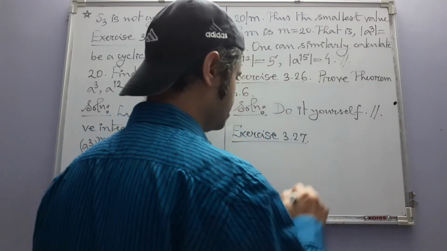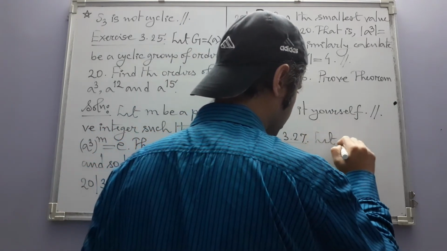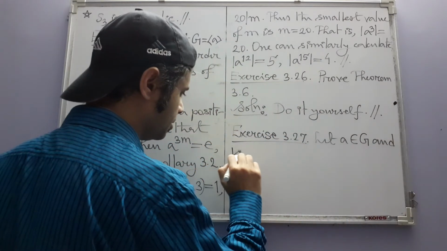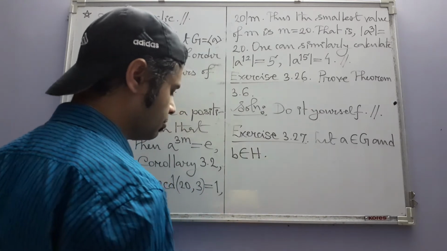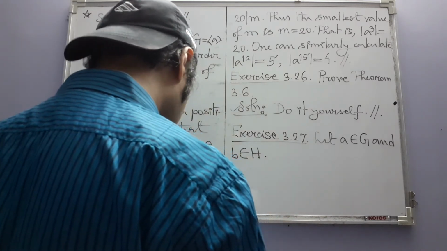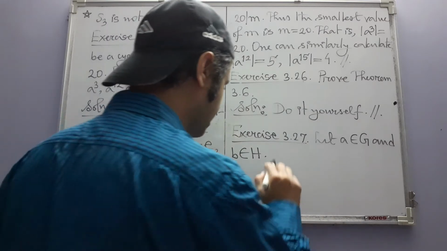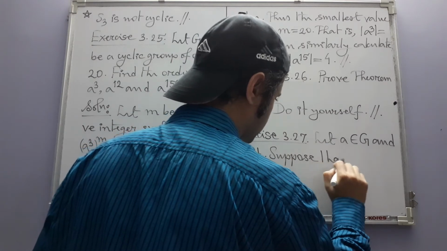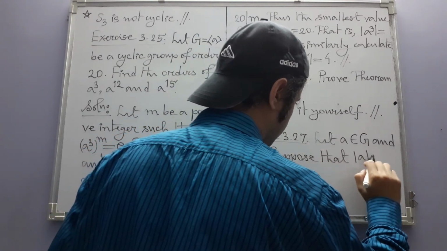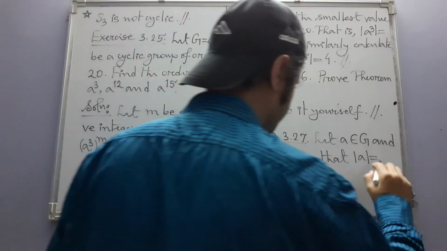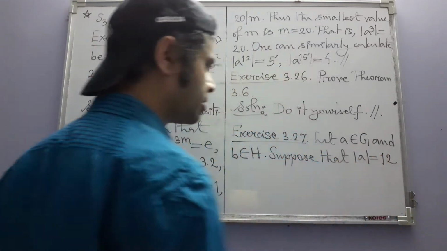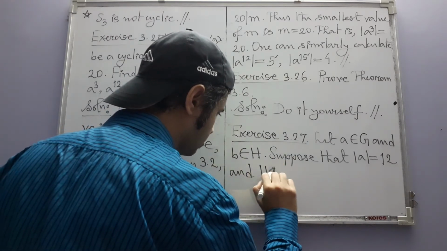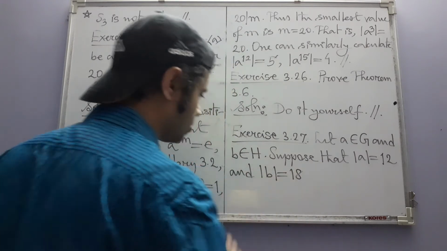So the next one is this: let A belong to G and B belong to H, where G and H are of course groups. That hasn't been mentioned explicitly, but we can understand. Suppose that the order of A is 12. In the group G, A has order 12, and in the group H, B has order 18, say.